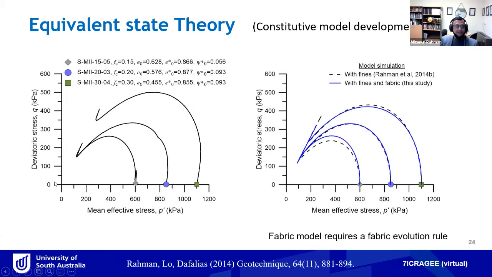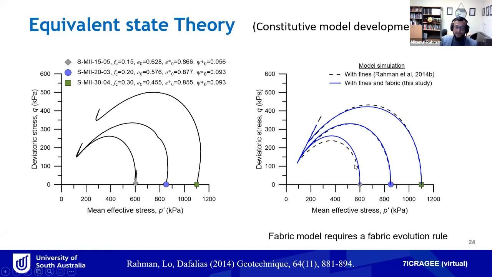If we look at the prediction, this is the deviatoric stress ratio and mean effective stress path for different 15, 20, and 30% fines content. And these are the model predictions. I put two models over here. The model I explained is the first one, and the second, the blue line, was another model with fabric evolution. At the beginning, I said forget about the fabric, just focus on the void ratio. And we know that is not correct. So I avoided the complexity there, but actually we can consider the fabric over here.